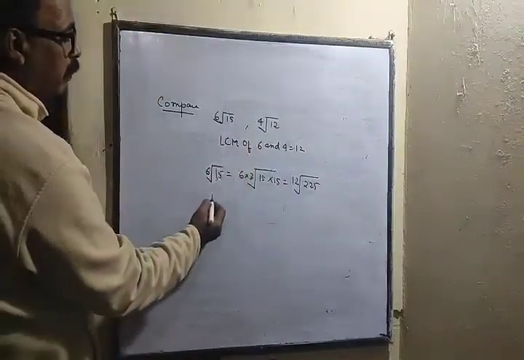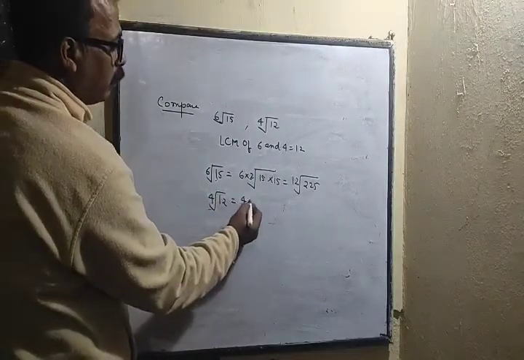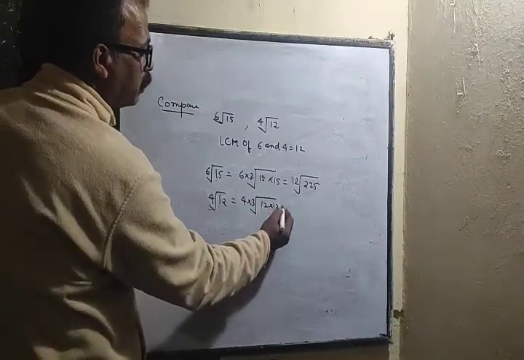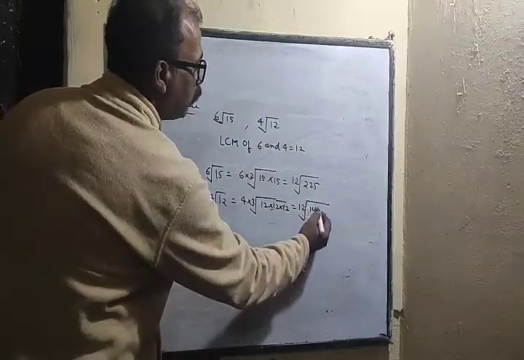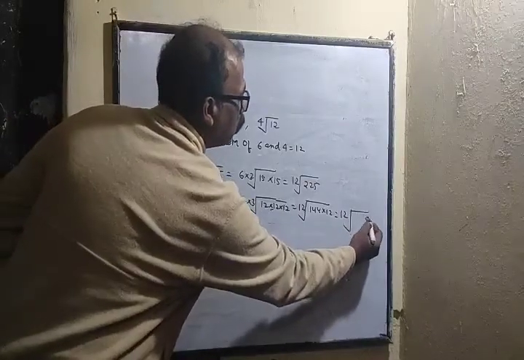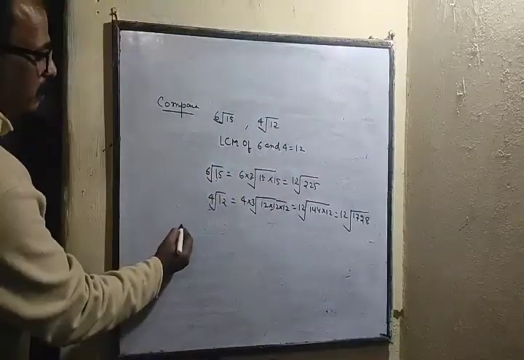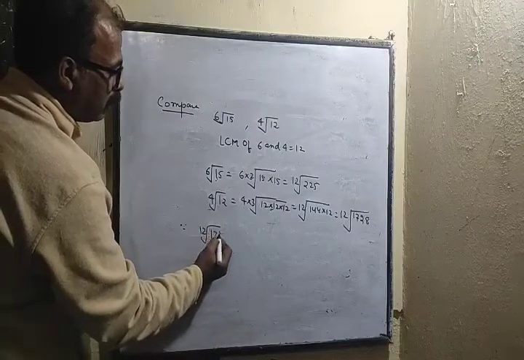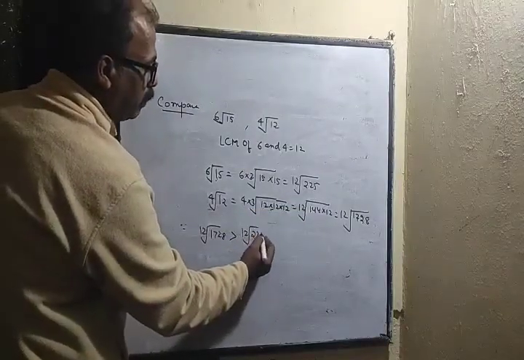And now I'll take the 4th root of 12. So it will be 4 into 3 to make it 12. So 12 will come 3 times. So it will be the 12th root of 12 into 12 into 12, 12 times 12 is 144, into 12. So it will come out as the 12th root of 1728. Clear cut what we are finding, since this 12th root of 1728 is more than the 12th root of 225.